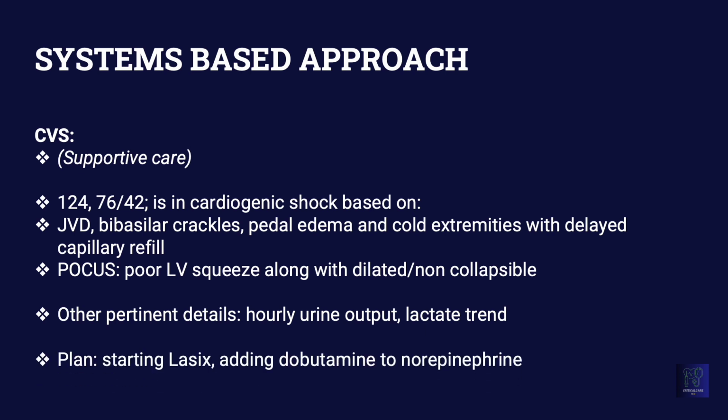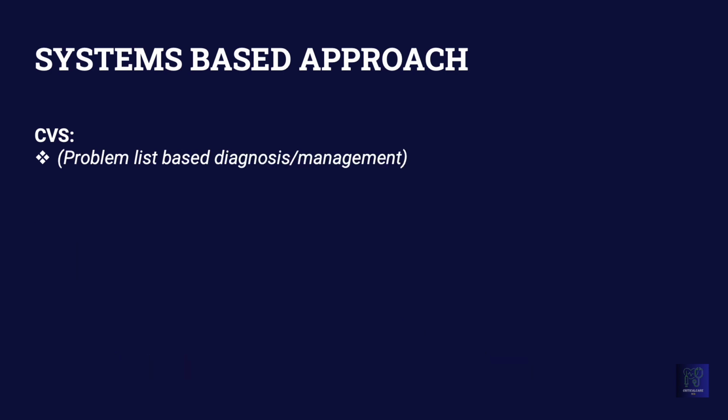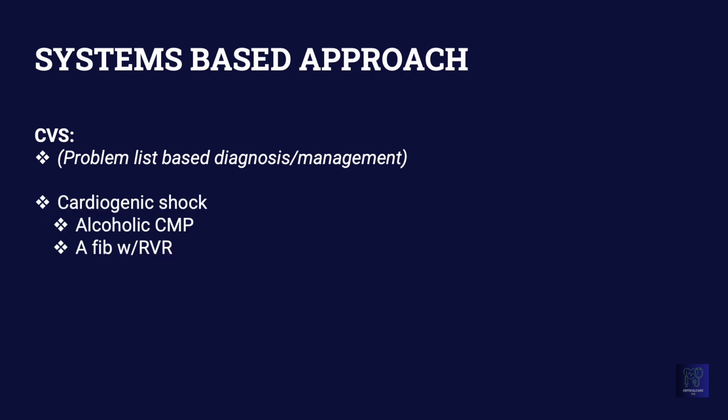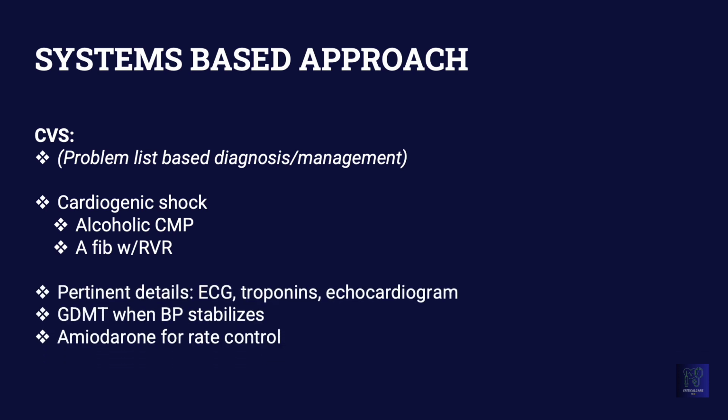Then we can talk about the plan. Since the patient is in cardiogenic shock with poor perfusion status, we need to optimize the shock. Plan is we are starting Lasix drip and we are adding dobutamine to norepinephrine infusion. Then move on to problem list based assessment and plan. In this particular case, patient is in cardiogenic shock, has a history of alcoholic cardiomyopathy, which was likely decompensated by atrial fibrillation with RVR. Other pertinent information, we reviewed the ECG, troponins, and echocardiogram.